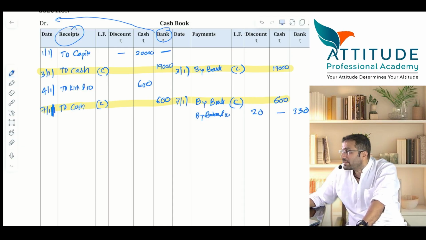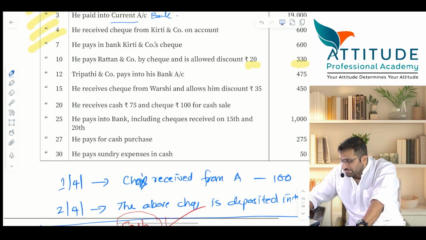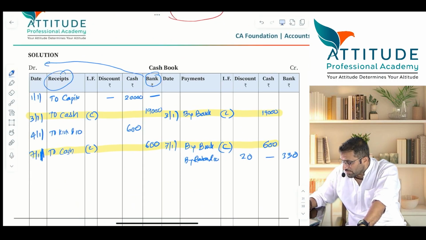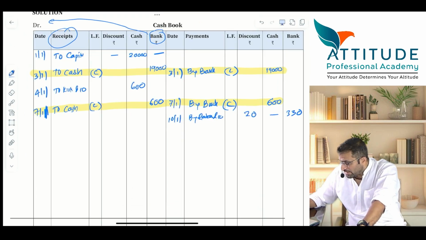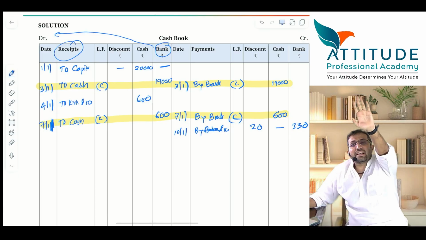Check is paid. Understood? And tell me the entry. Ratan account debit 350. Bolo. Ratan account debit 350 to bank 330 to discount received 20. Is that clear? This is which date? 10th. This is done. 10-1. Any difficulty? Are you getting it? आ जाओ. Next.